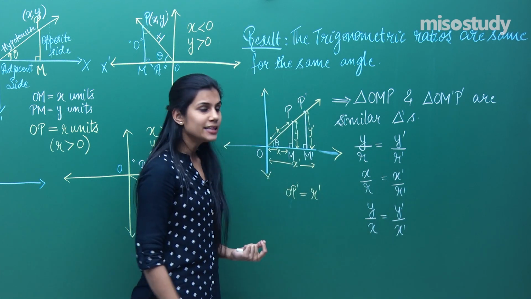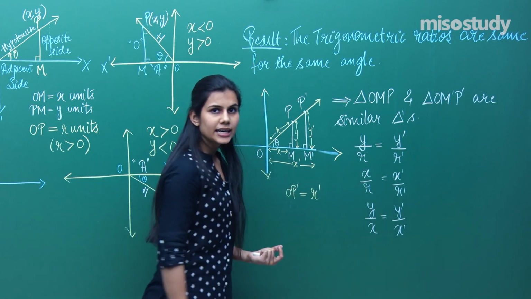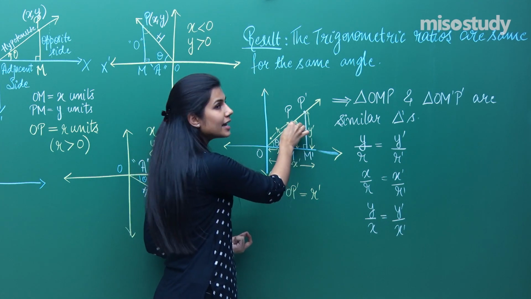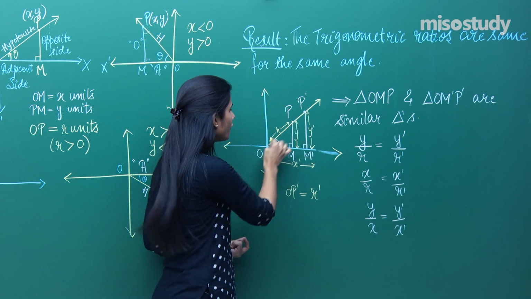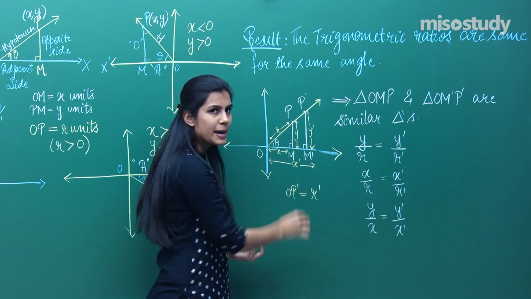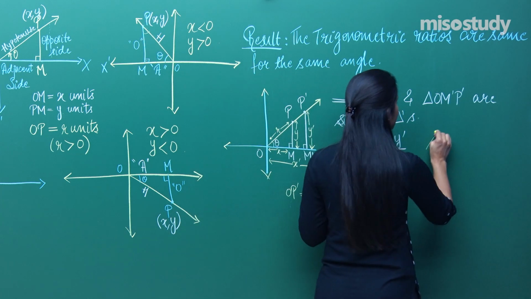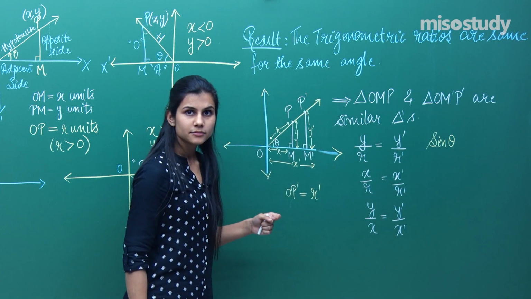Y is basically the length of the opposite side of theta. R is basically the length of the hypotenuse. This is the opposite side of theta and this is the hypotenuse of the triangle of reference OMP, and thereby y upon r happens to be sine of the angle theta.